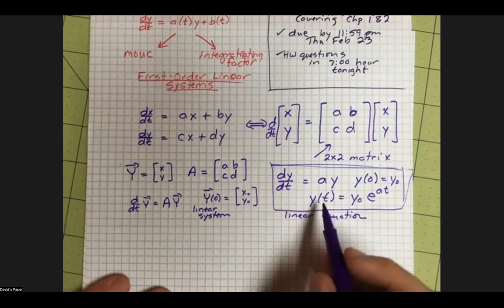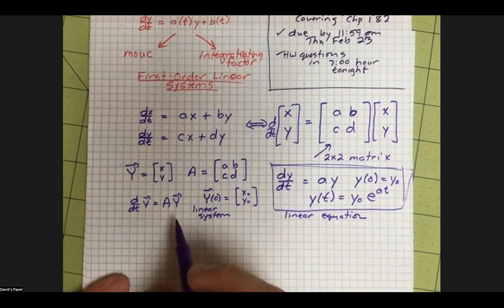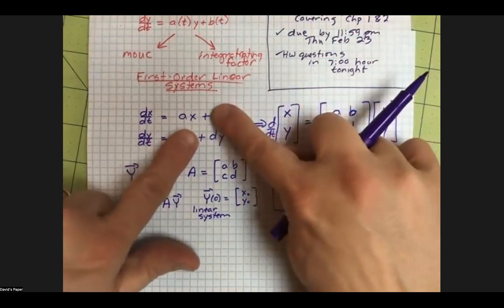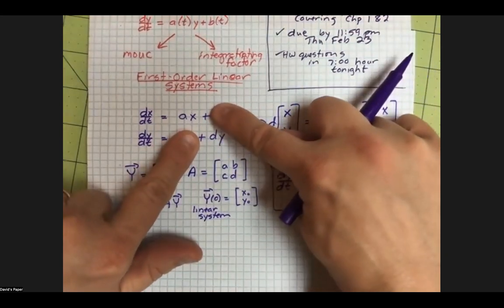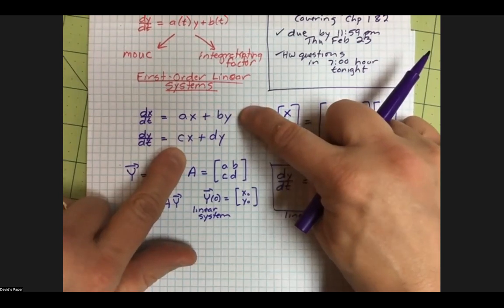Now, it's not quite two copies of this problem, right? Understand that. I do have a complication. The complication is I have two independent variables. If this was fully decoupled, if I only had dx dt is ax and dy dt is dy, well, then that would be two copies of the most valuable problem in ODEs. That would be two copies of the MVP in ODEs. But I've got this interaction which complicates things.